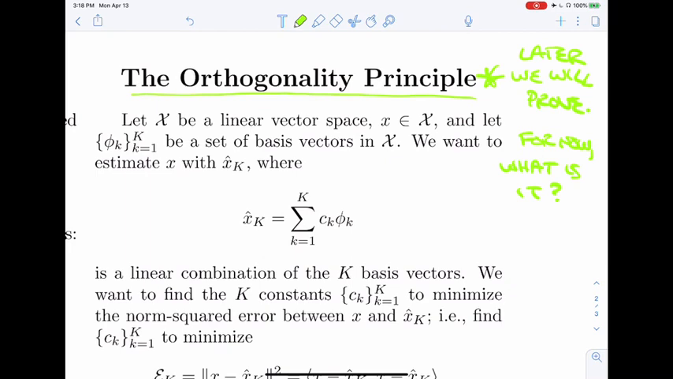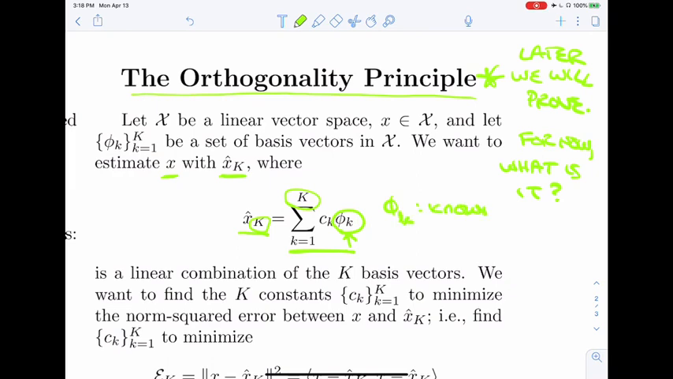And what do I want to do? I want to estimate that object of interest with some estimate that is a linear combination of those building blocks. So my estimate, x hat, and we're going to subscript that k. Why do we subscript it k? Just because it's going to be a k-term approximation to the object of interest. And what it's using is a bunch of basis functions. Those phi k's, they are known.